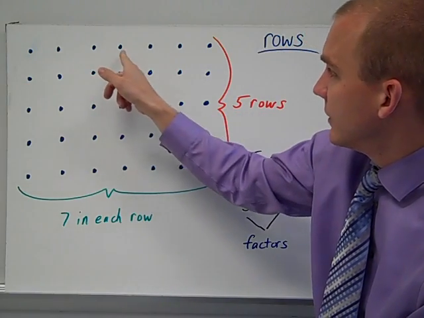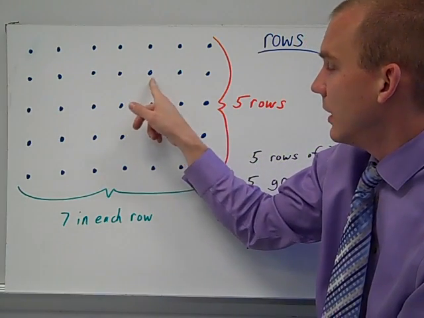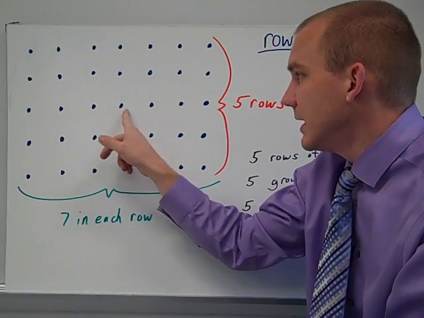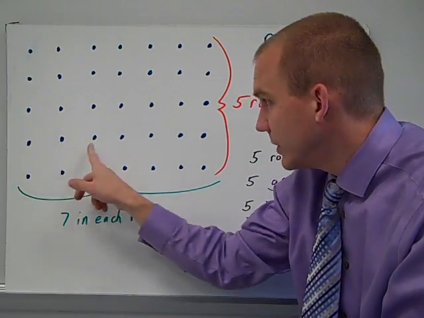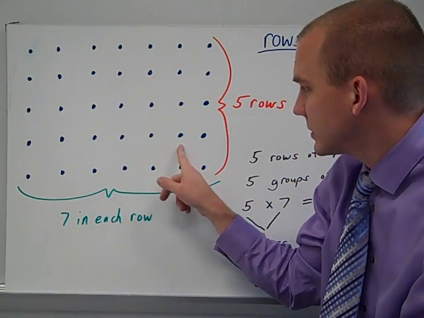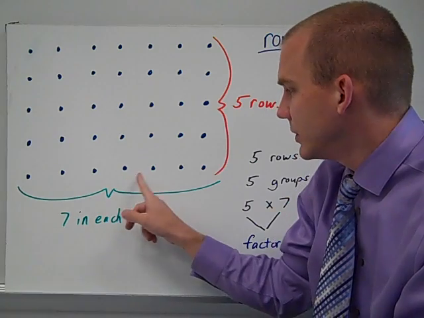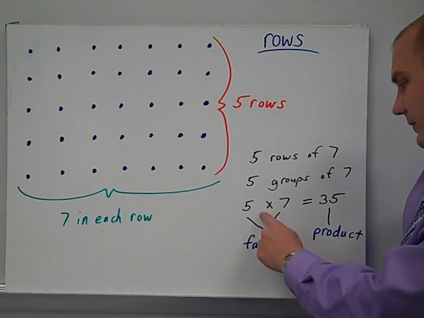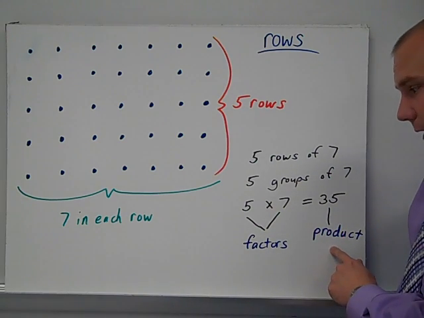1, 2, 3, 4, 5, 6, 7, 8, 9, 10, up through 20, 21, and on up to 35. So 5 times 7 equals 35, which is what we call a product.